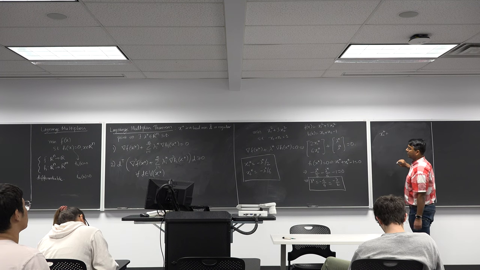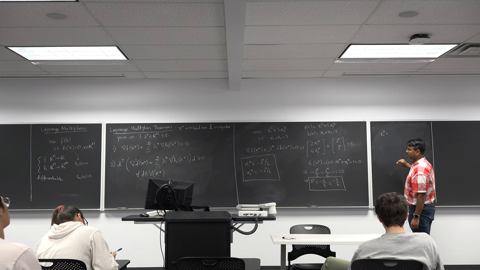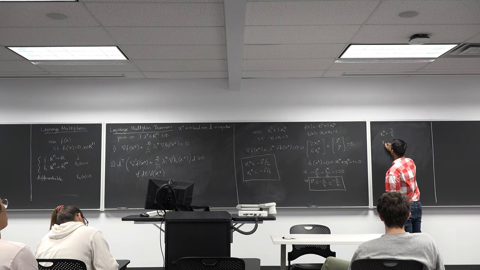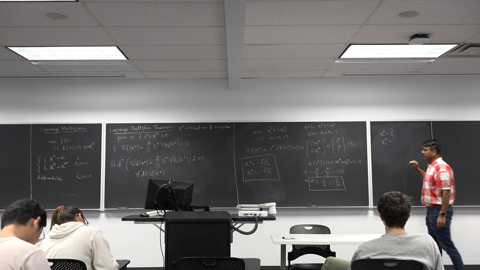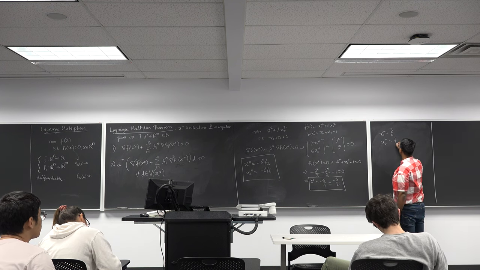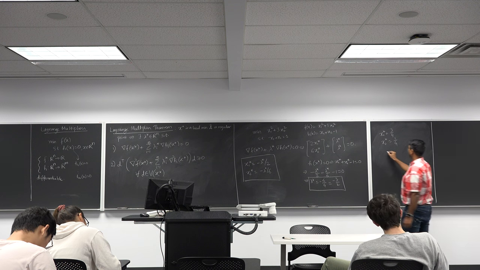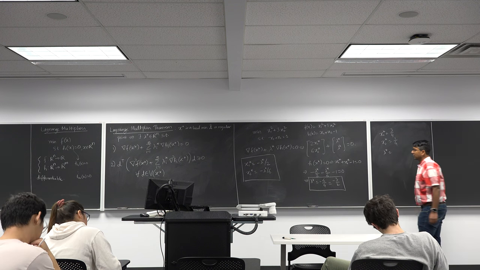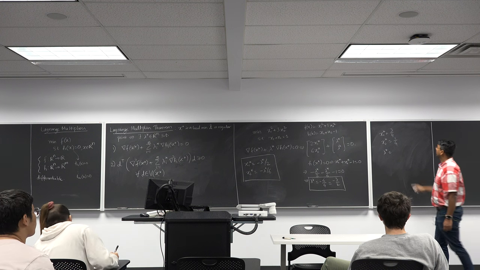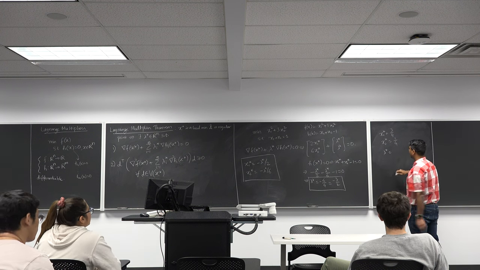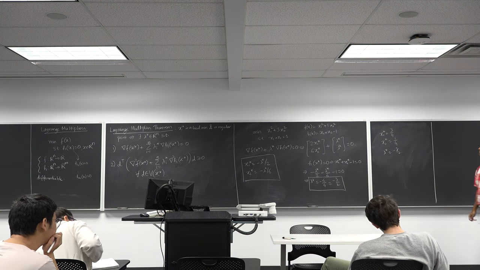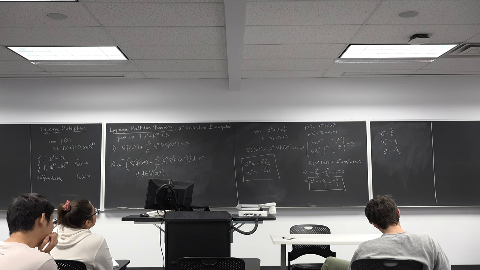So I get x1 star equals to 3 over 4, x2 star equals to 1 over 4, and lambda star equals to 2x1 star. Oh, lambda star I've already figured out, minus 3 over 2. So that's the optimal solution.